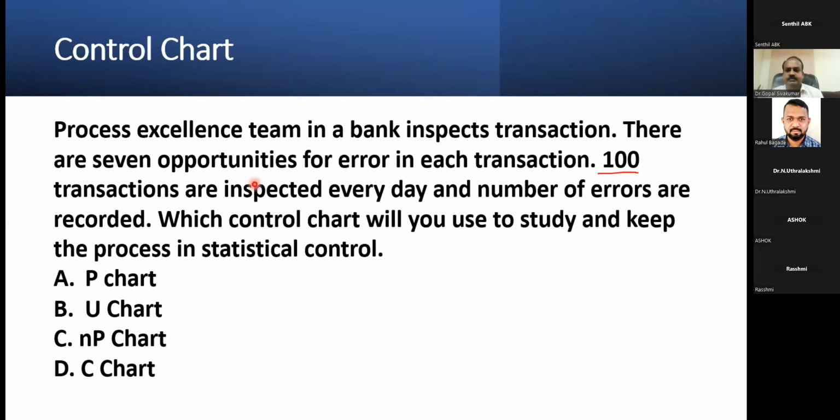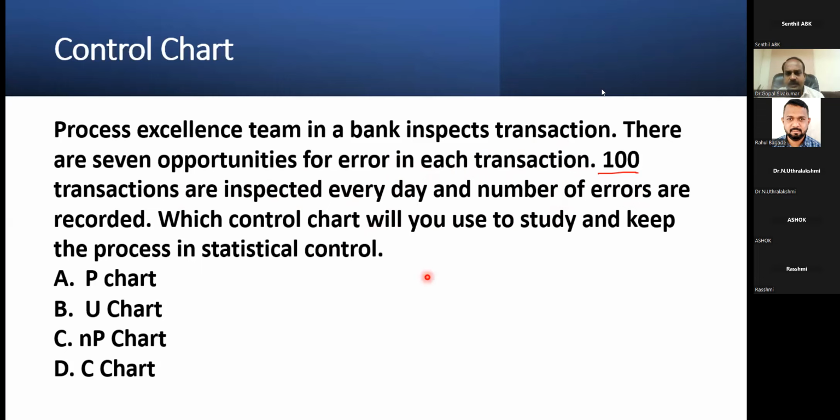Discrete or continuous? Continuous means measurable. Here it is countable. Out of 100 transactions, they are checking and the transactions are inspected and the number of errors are recorded. Number of errors is nothing but number of defects.